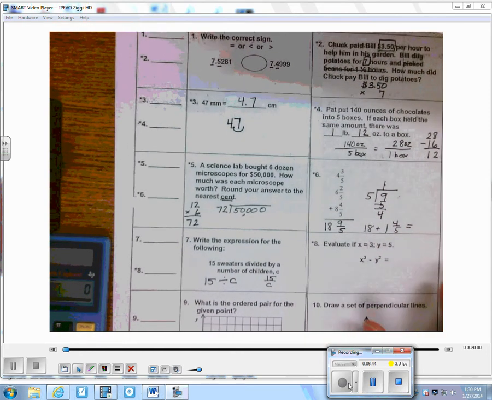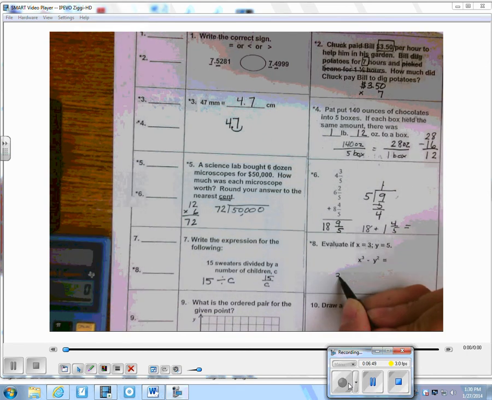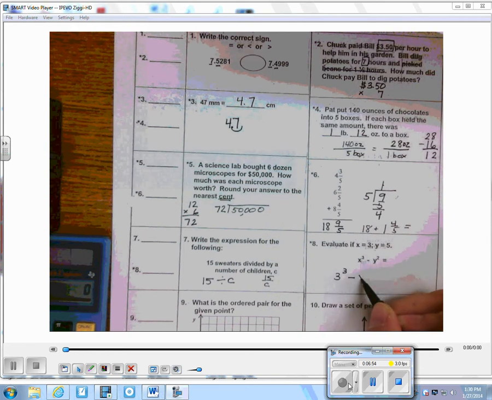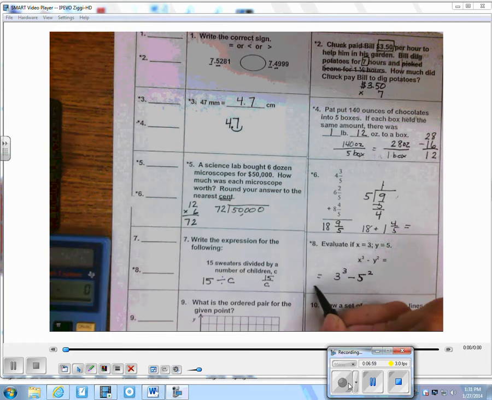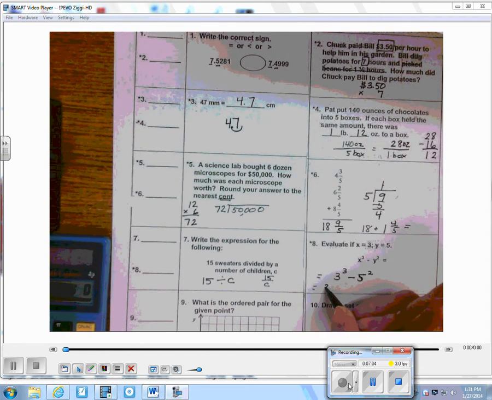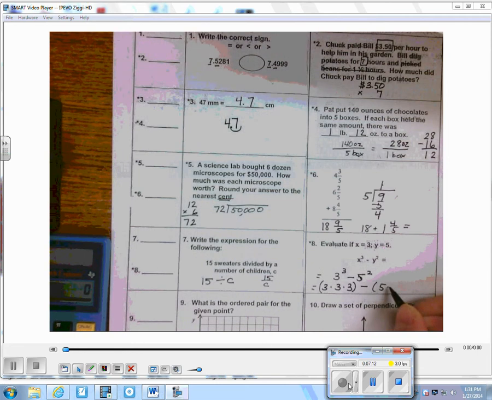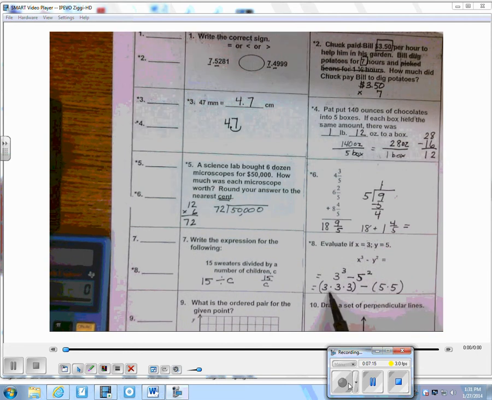Number 8, it says evaluate if x equals 3 and y equals 5. So if x is 3, this is 3 to the third minus y equals 5, 5 to the second. Okay. Remember, 3 to the third does not mean 3 times 3. It means 3 times 3 times 3 minus 5 squared means 5 times 5. So you're going to have to multiply the 3 3s, multiply the 2 5s, and subtract them to get your answer.